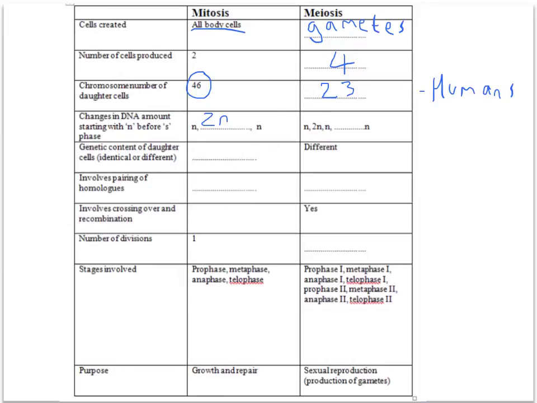In meiosis, however, again, we start off with N, whatever that might be, a weight of or an amount of DNA. During interphase, that doubles up to 2n. During meiosis 1, that splits back down to n. And then we have meiosis 2, so that's going to take it down to 0.5n. 23 chromosomes and half the amount of DNA.